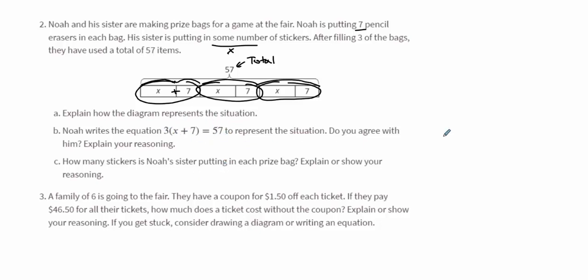So I'm going to go ahead and solve this. 3 times the quantity of x plus 7 is equal to 57. So I'm going to use the distributive property here. 3 times x is 3x. 3 times 7 is 21. And that is equal to 57.